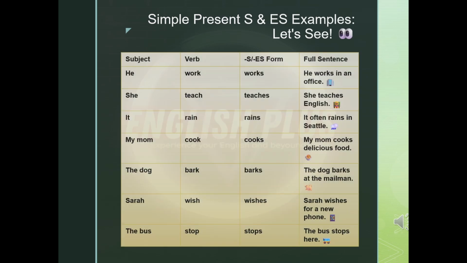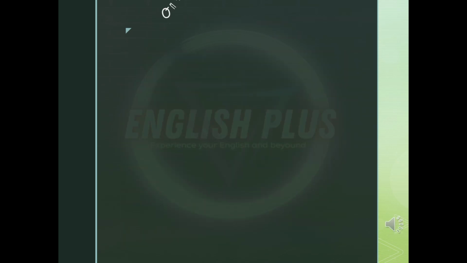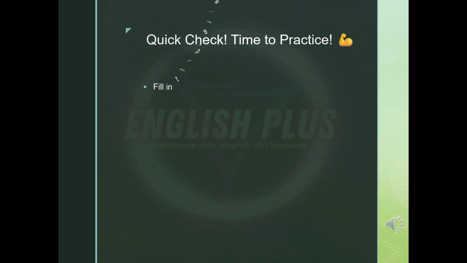This is your quick reference chart. Let's go through the examples together. Time for you to practice. Fill in the blanks using what we've learned.